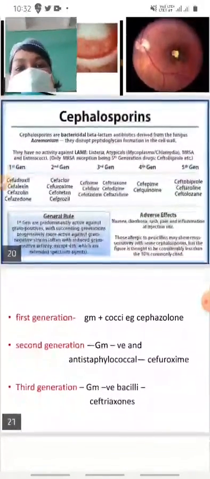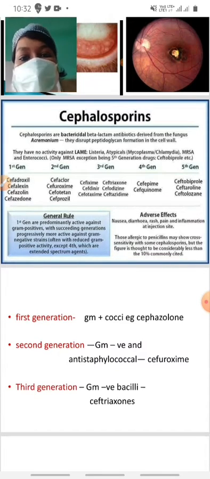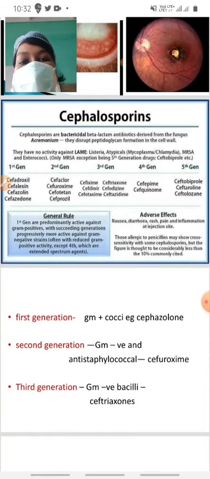Now the next group is the cephalosporins. So there are various generations of cephalosporins, first to fifth, and they are actually bactericidal, meaning they can actually kill the bacteria by disrupting the formation of the cell wall.